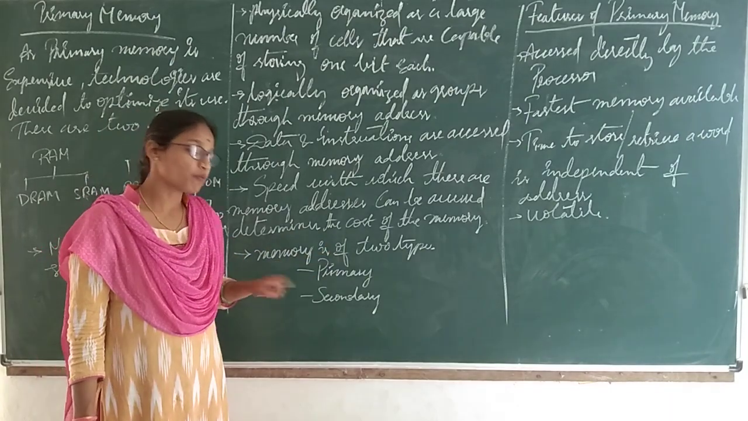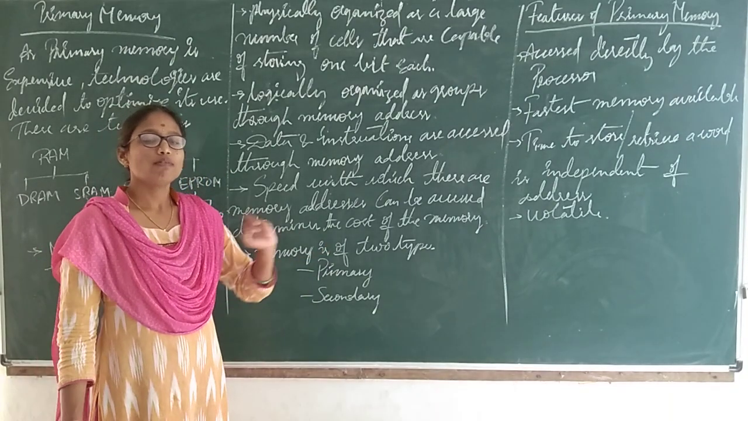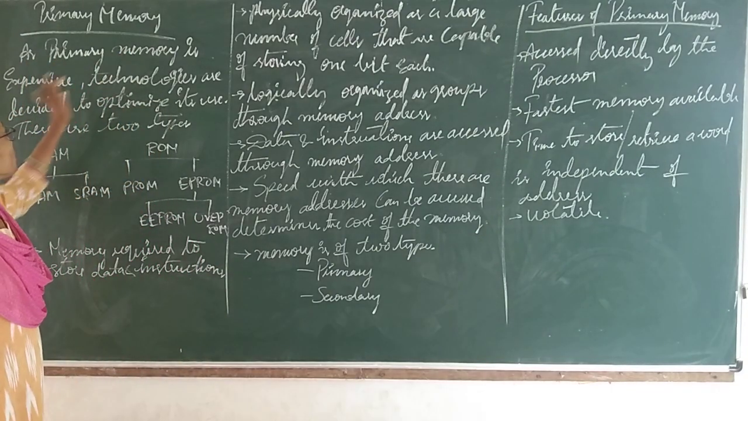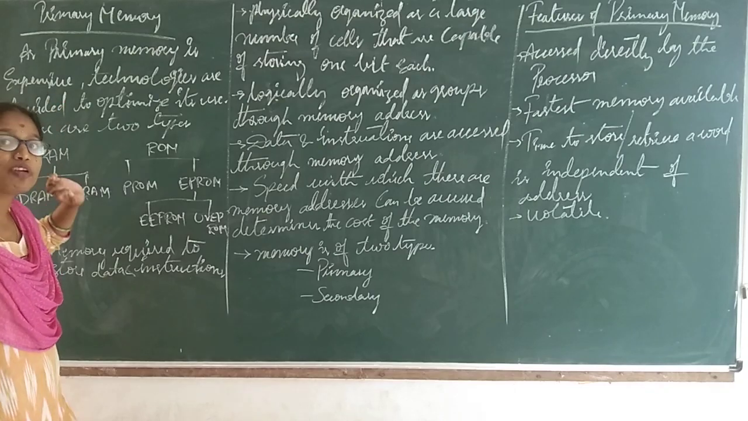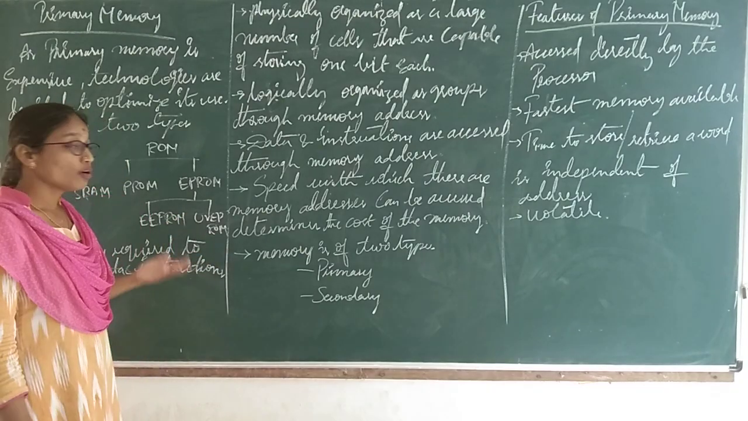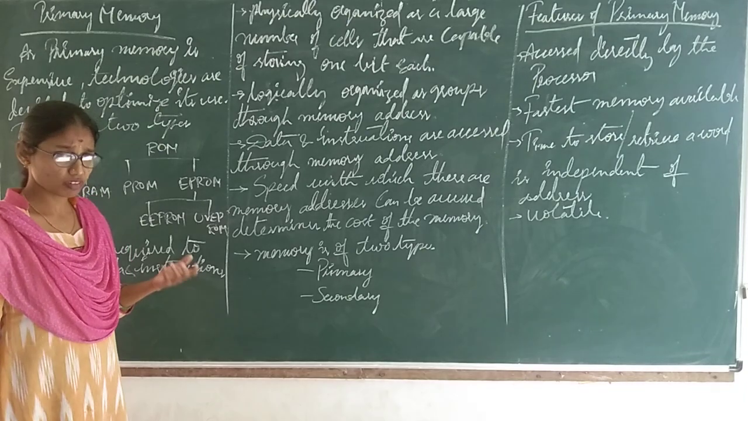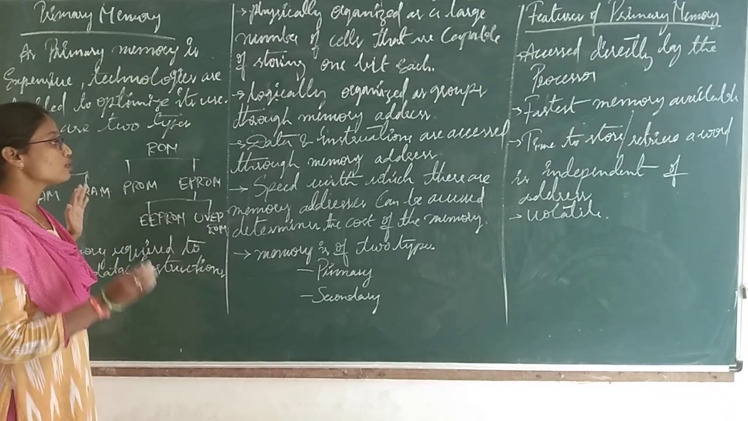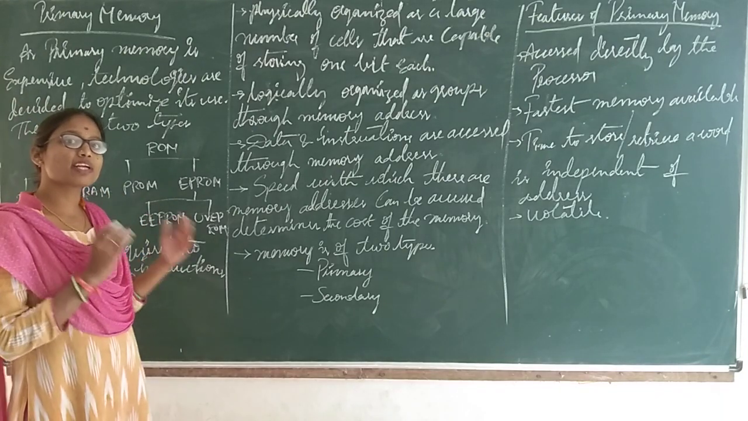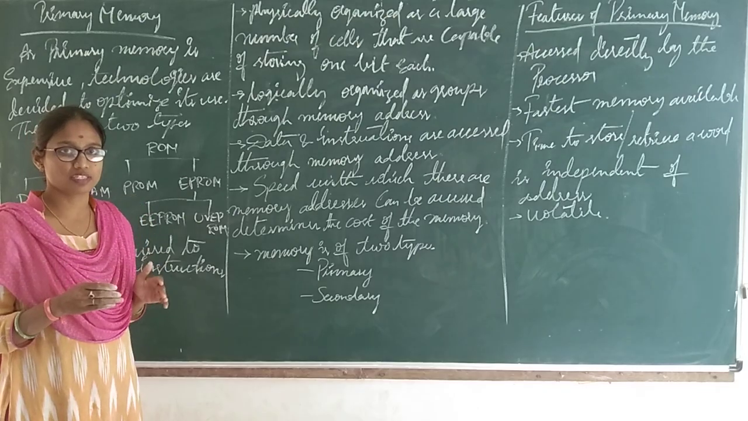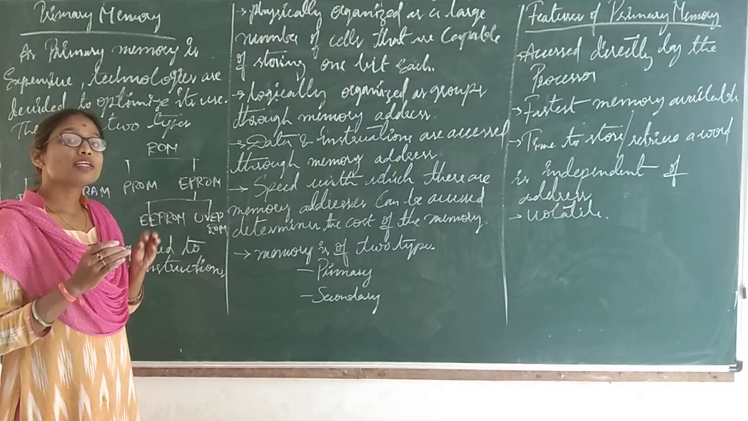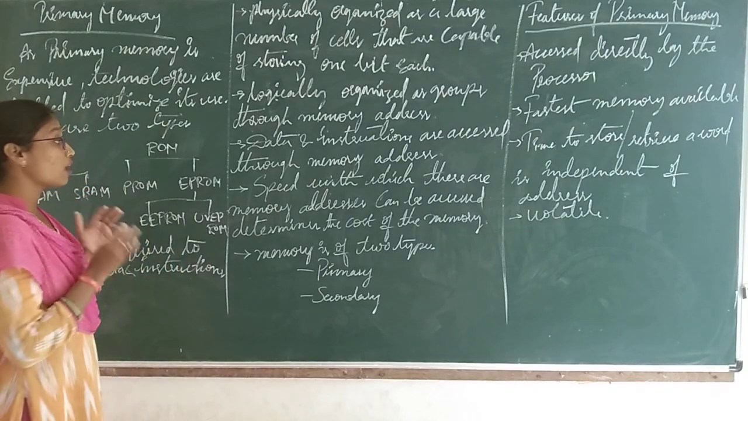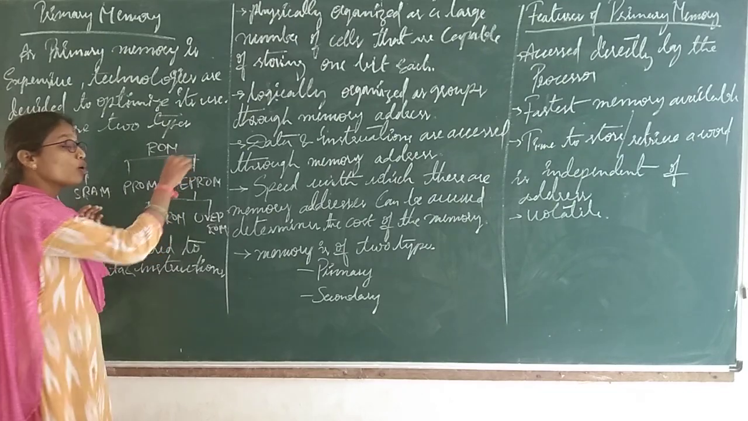Memory is of two types, primary and secondary. Now in this lecture we are learning primary memory. Primary memory is expensive. Why? Because when you purchase a mobile, on the basis of the RAM size and the internal space size, the mobile cost increases.